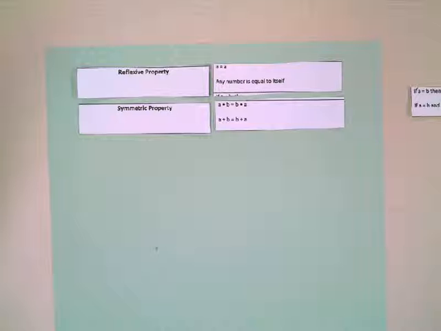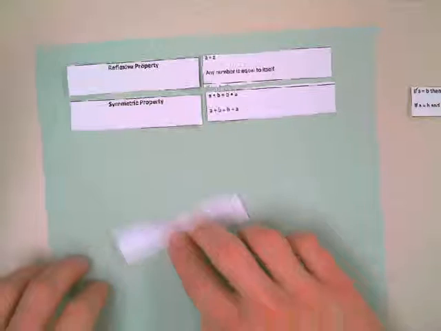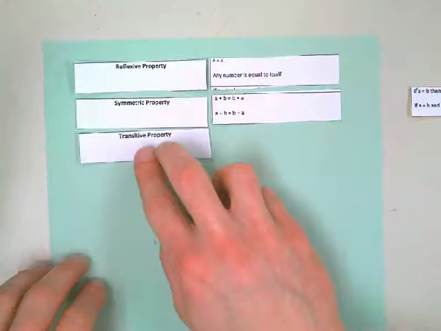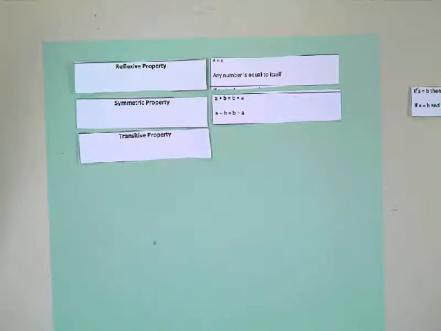The next one we'll do is the transitive property. Ideas here about what that one is? If A equals B, then B equals A? Yes, if A equals B, then B equals A. Exactly right.